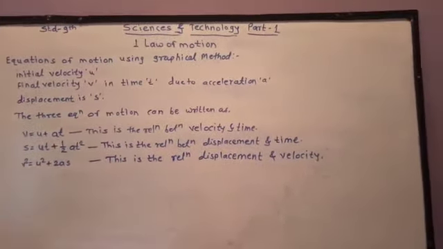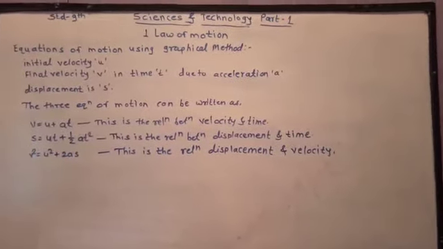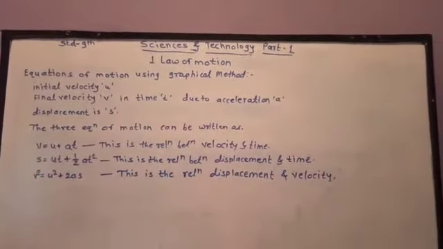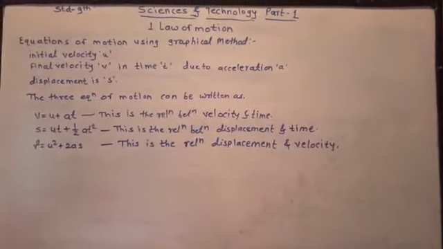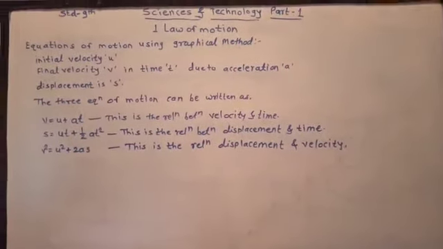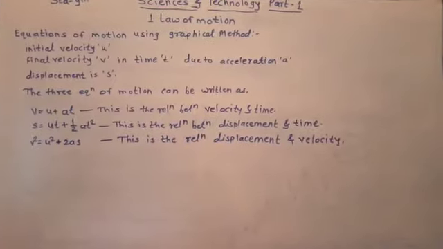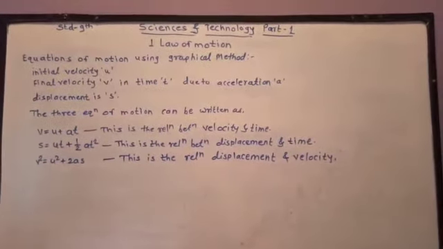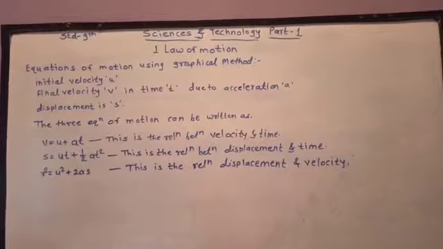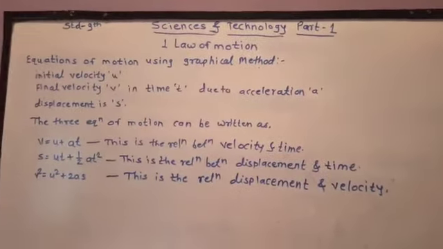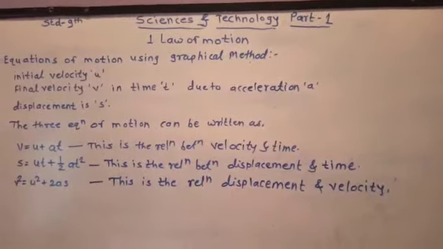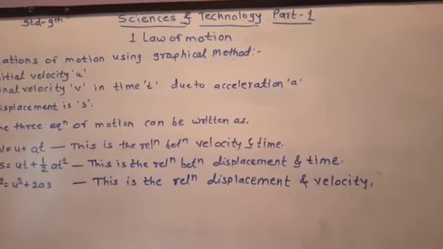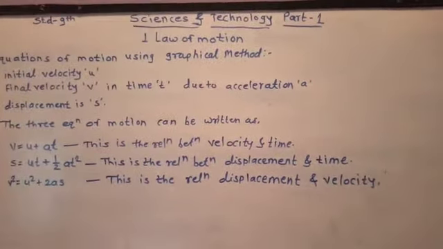Science and Technology Part 1, Chapter 1, Laws of Motion. Today we study the equations of motion using the graphical method. Students, Newton studied the motion of an object and gave a set of three equations of motion. These relate the displacement, velocity, acceleration and time of an object moving along a straight line.